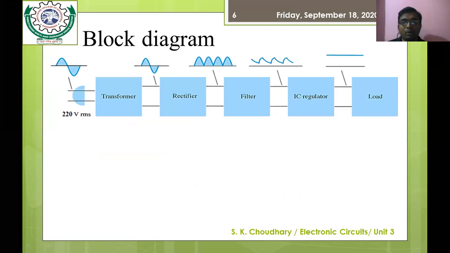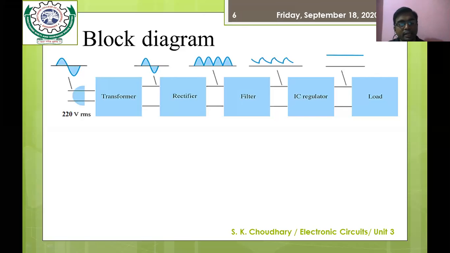This is a very important diagram. Everyone please note it down. This is the block diagram of the voltage power supply. If you look, there are certain stages of this power supply, starting from the transformer and ending at the IC regulator or the load.